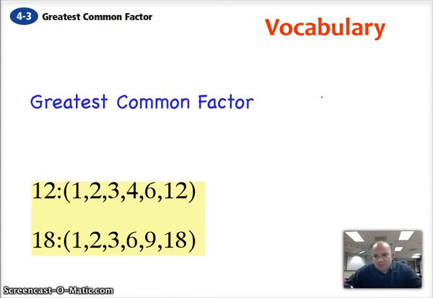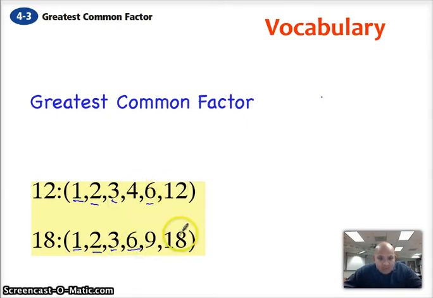We have 12 and 18. With 12 and 18, we have found all the factors of 12: 1 times 12, 2 times 6, 3 times 4, those are factors of 12. 1 times 18, 2 times 9, and 3 times 6, factors of 18. What do they have in common? Well, they have 1s, of course, 2s, 3s, and 6s in common.